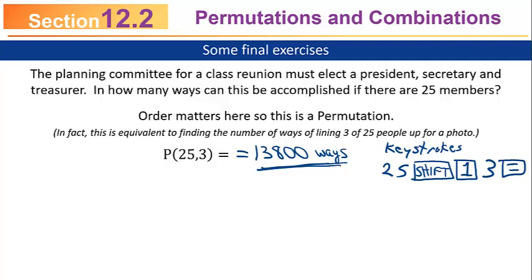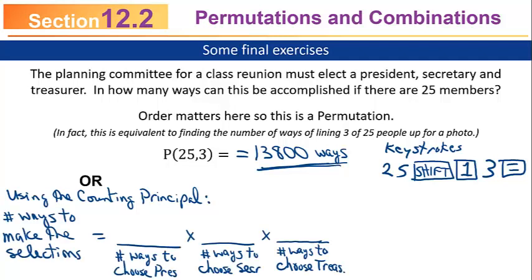But there is a second way you could look at this. You could think of it as a straightforward counting principle problem. If you did it that way, you could think of the number of ways to make these selections as being a 3-stage process. The number of ways to choose the president times the number of ways to choose the secretary times the number of ways to choose the treasurer. It's just a standard counting principle problem.